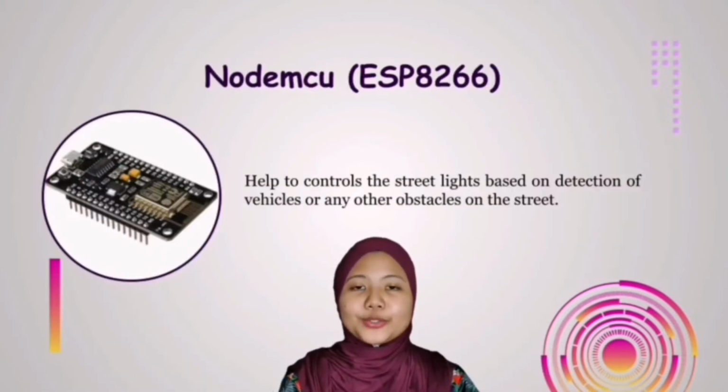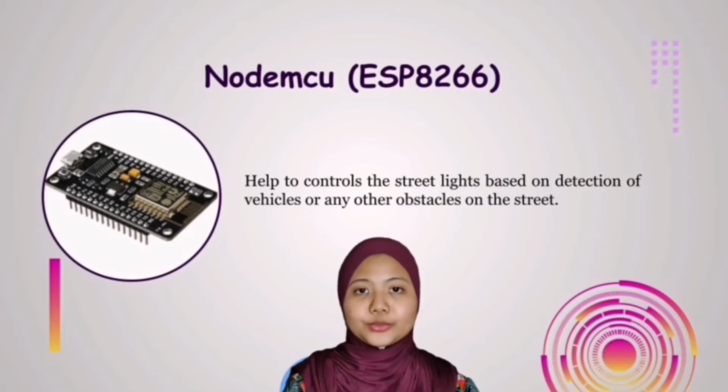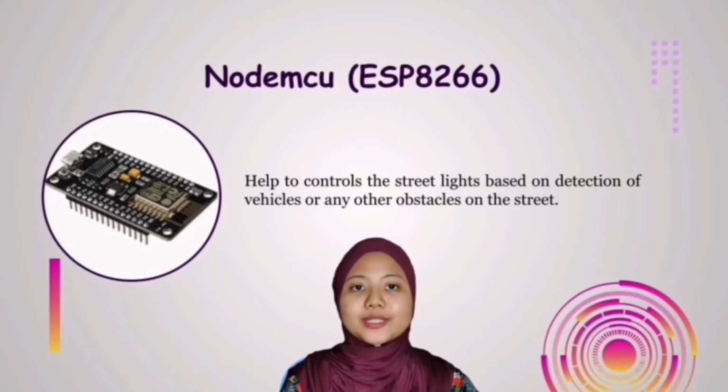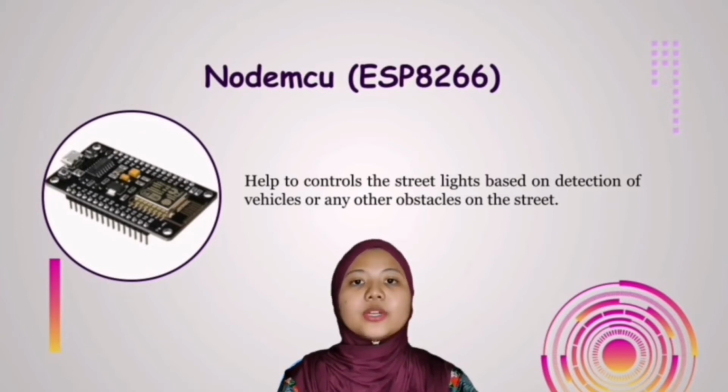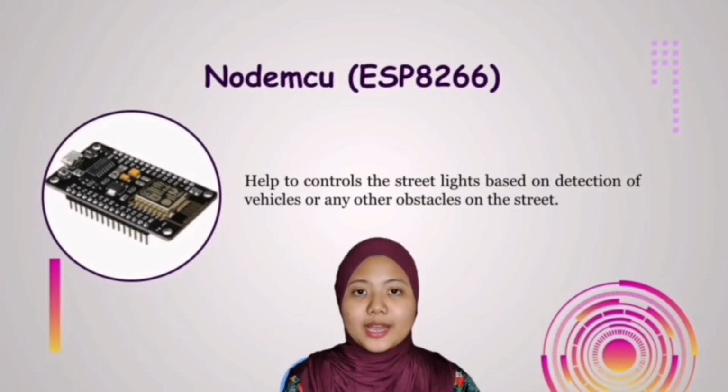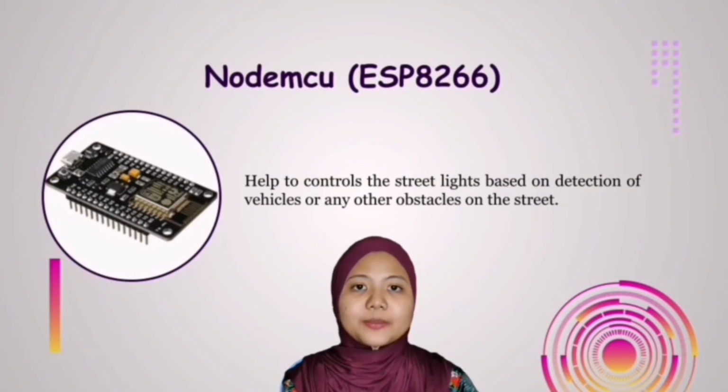The third main component used in our prototype is the NodeMCU, or ESP8266, in order to control the street light based on detection of vehicles or any other obstacles on the street. Whenever an obstacle is detected on the street within a specific time, the light will turn on automatically and turn off according to the obstacle detection. The same information can be accessed through the internet.